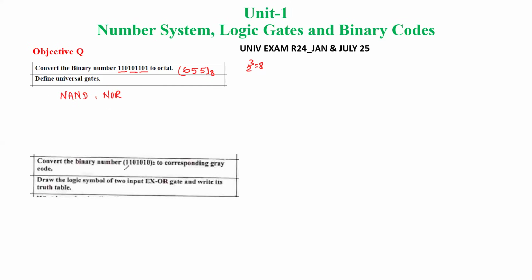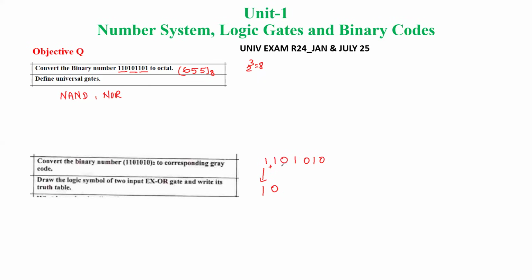Next question is convert the binary number to the corresponding gray code. So to convert binary into gray, what is the logic between this? We are going to use the XOR gate truth table. So first number we'll write as it is. Okay. Next we have to take the XOR of the first two digits, first two bits. Okay. So 1 XOR 1, what will we get here?